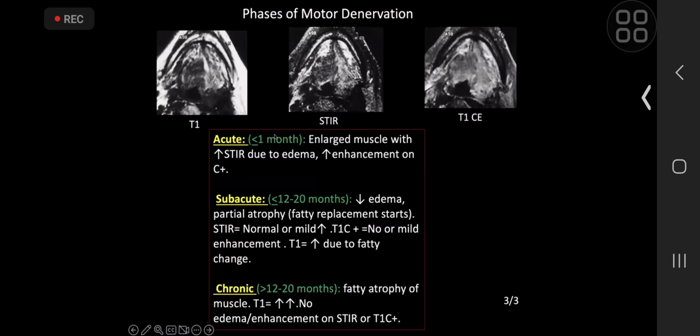And this particular case had a jugular foramen tumor. Actually, that is a different case, and this is a different case. But this is from your Chapman, where you should have a clear-cut idea of how the signal of the tongue can change when there is motor denervation. In acute, less than 1 month, high STIR and increased enhancement. In subacute, which is 12 to 20 months, decreased edema and STIR, mild enhancement. In chronic, it will become fatty.